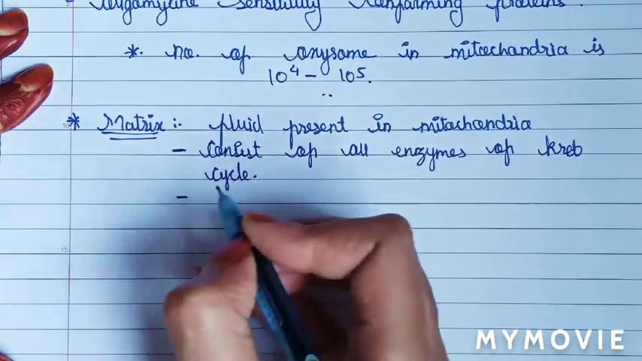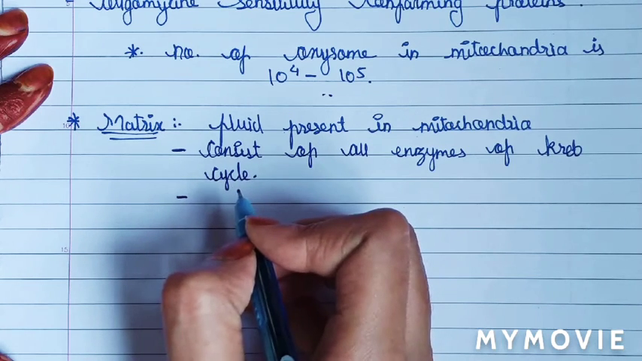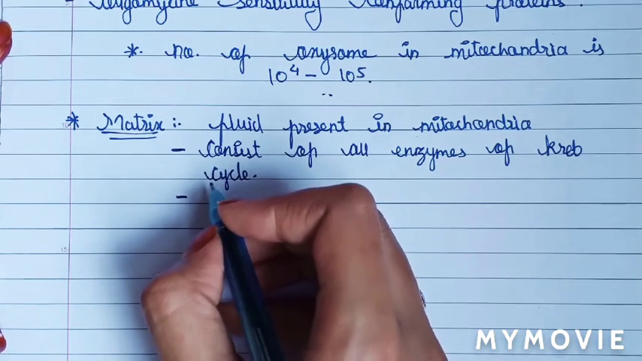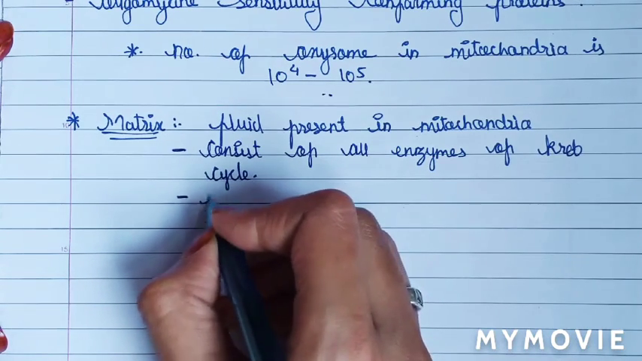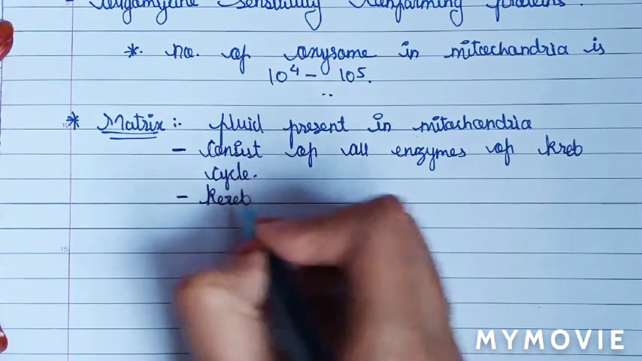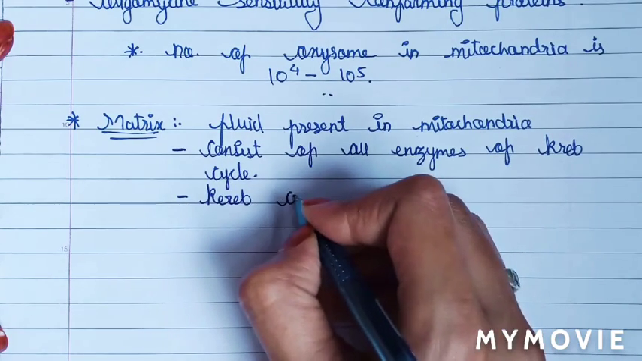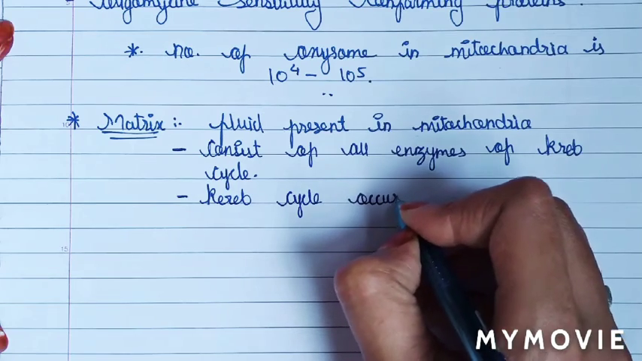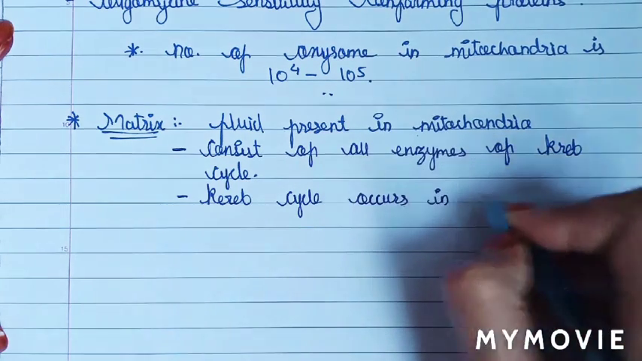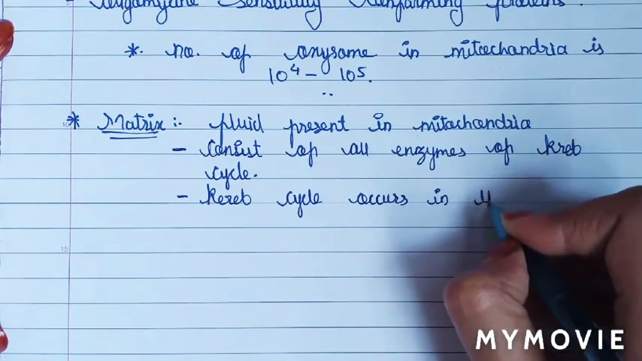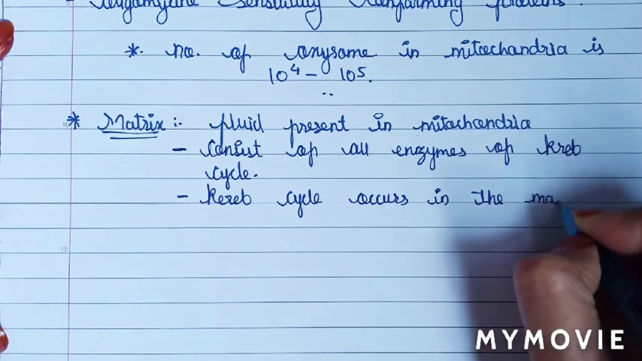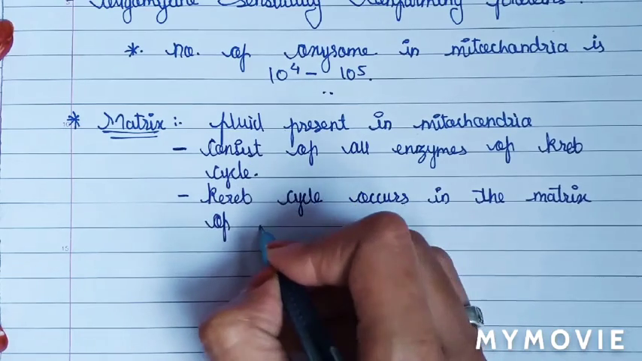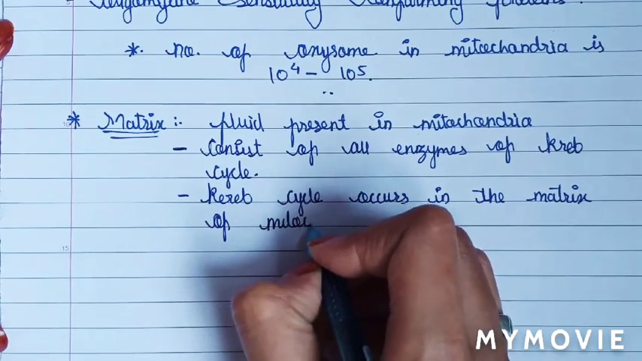And this Krebs cycle takes place or occurs inside the matrix of mitochondria. Right here, Krebs cycle occurs in the matrix of mitochondria.